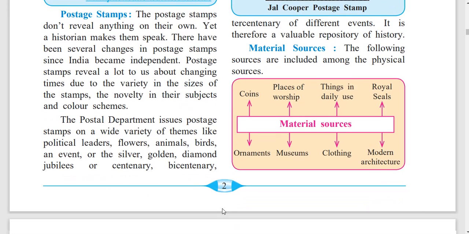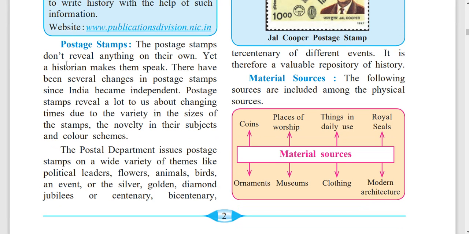Postage stamps. The postage stamps don't reveal anything on their own, yet a historian makes them speak. There have been several changes in postage stamps since India became independent. Postage stamps reveal a lot to us about changing times due to the variety of sizes of the stamps, the novelty in their subjects and color schemes. The postal department issues postage stamps on a wide variety of themes like political leaders, flowers, animals, birds, and events.